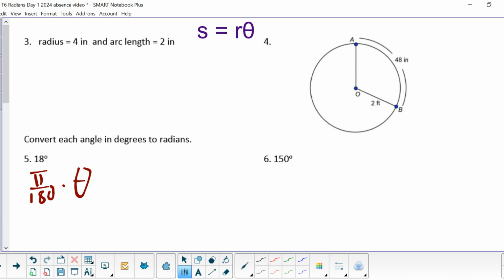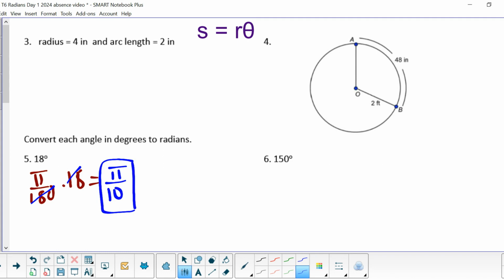So I'm just going to substitute 18 in for theta there and simplify, and you're going to leave it in terms of pi most of the time. It's rare that you would need to multiply it out. So we're just going to leave it in terms of pi. We're just going to divide or reduce here, and you're going to get pi over 10 as the angle in radians.